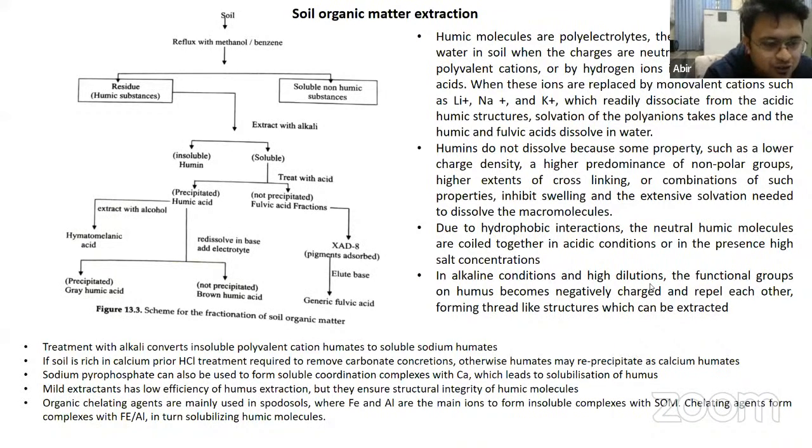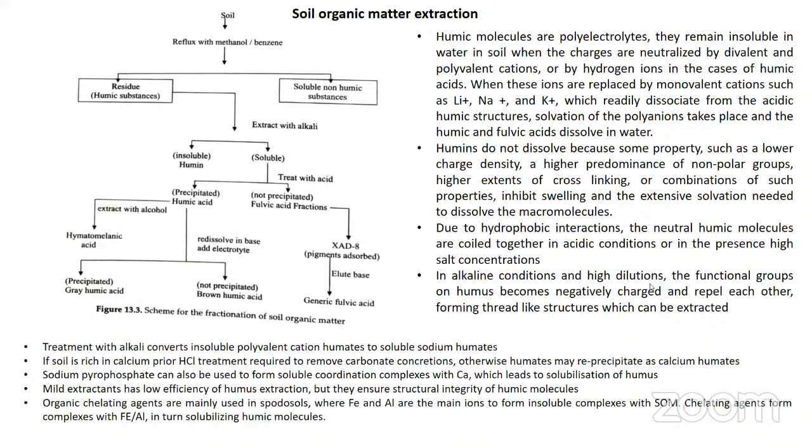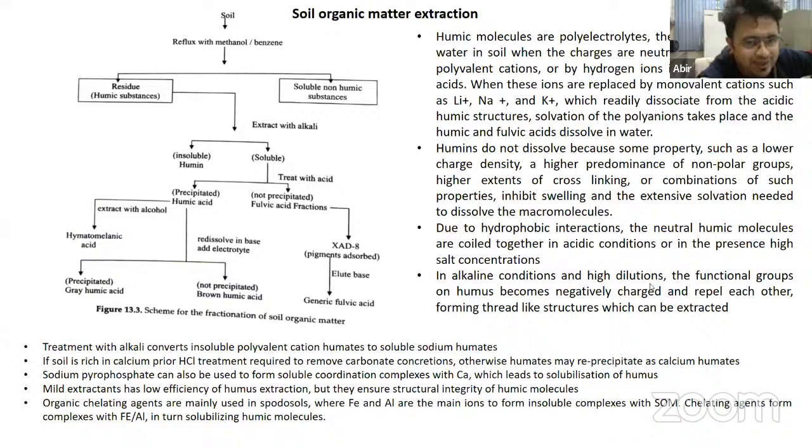Yes. So that is what we do. We first take some soil, then reflux with methanol or benzene just to remove some of the organic matter, which will be solubilized. So those will be non-humic substances. After that we do centrifugation and remove those non-humic substances, and take the rest of the material. That is the residue, and that is basically humic substances, means humus. Now that humus we extract with alkali.